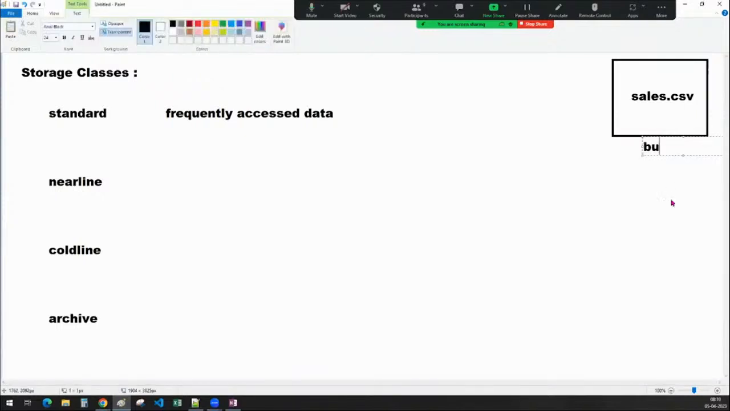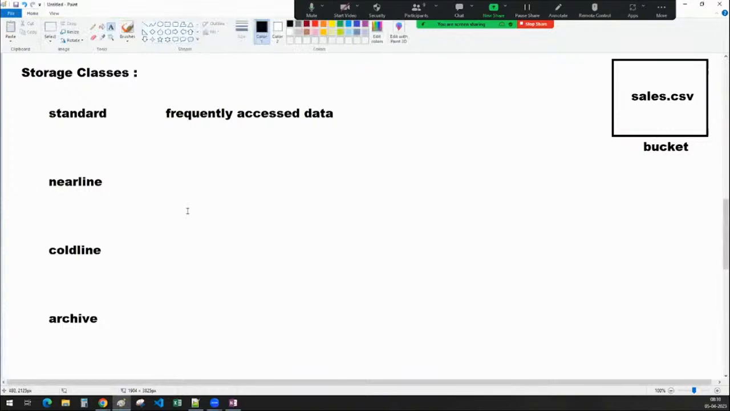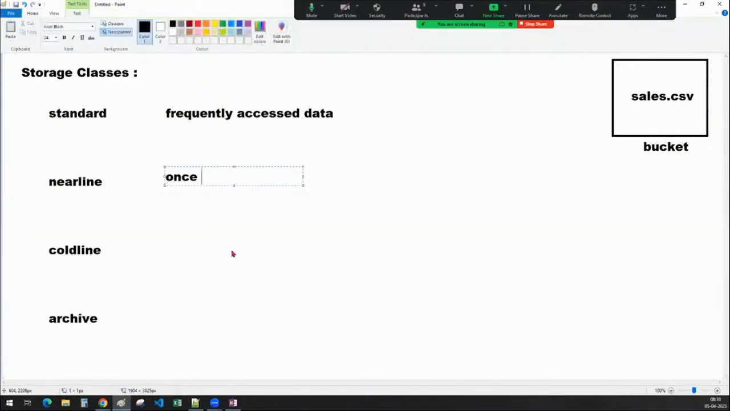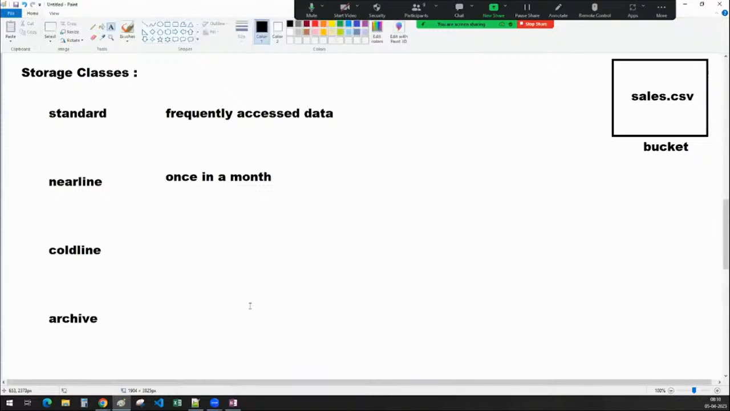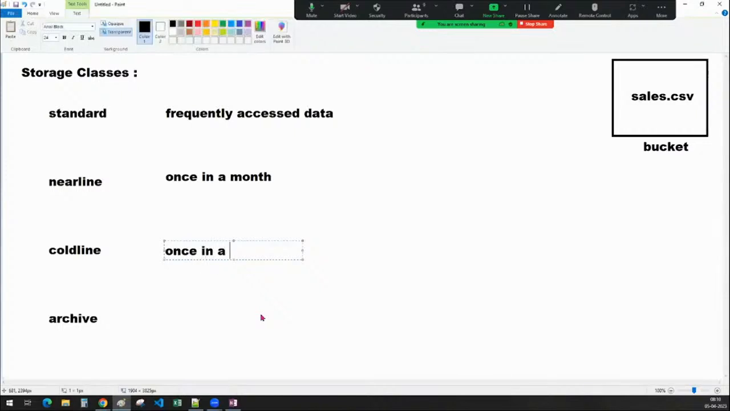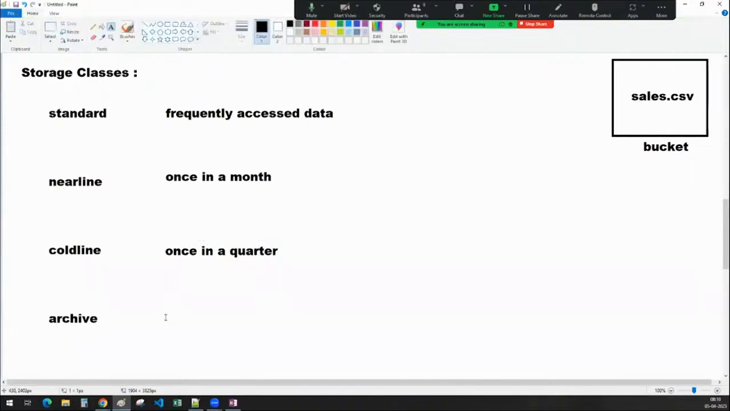Okay, this is your bucket. And nearline, sir, is for when you don't want to access it frequently. Your manager told you that we are going to retrieve or work with this file once in a month. Then you can go for nearline. And one more thing is, no, it is not once in a month, we are just accessing once in a quarter. Then you can go for coldline. And one more is, you can say once in a year.